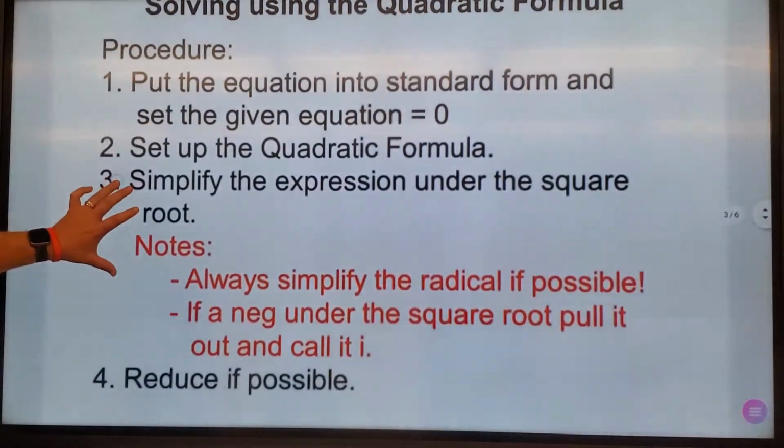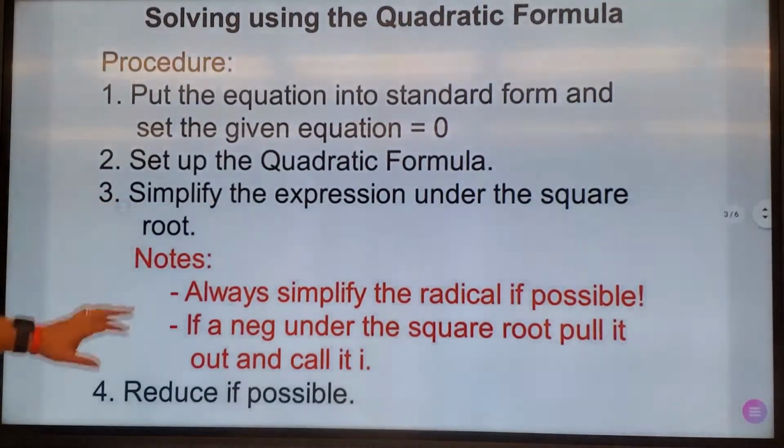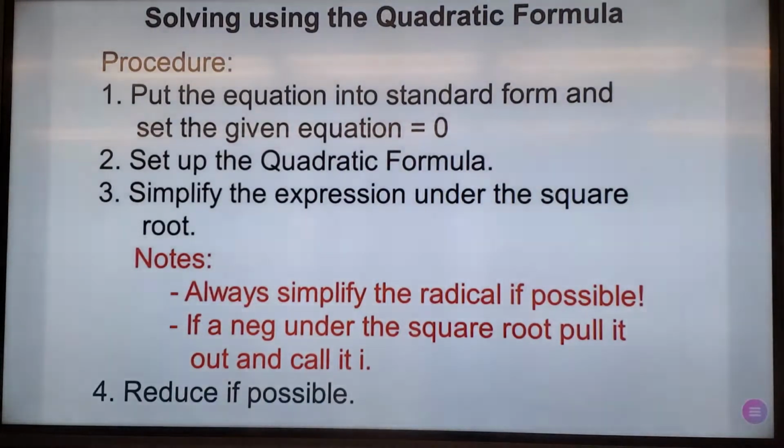So procedure here. And then we have examples coming up after this. Okay, so procedure, you're going to put the equation into standard form and set it equal to 0. Okay, so again, what's on the left side doesn't matter. It could be the 0 or it could be the expression. But whatever it is has to be in standard form. Okay. Step 2, you're going to set up the quadratic formula.